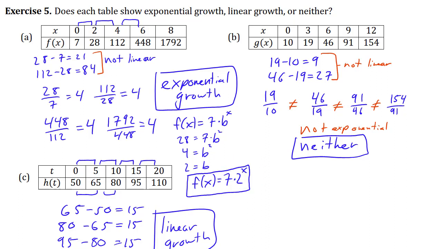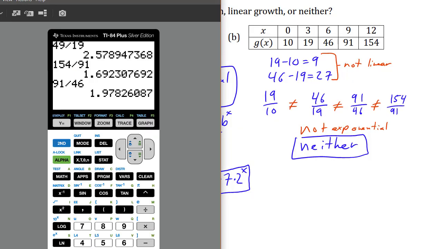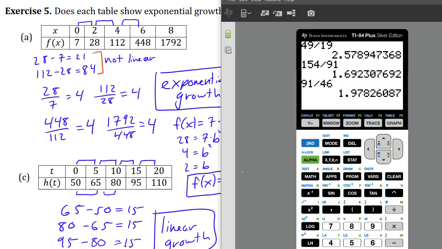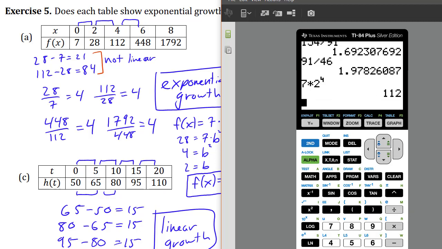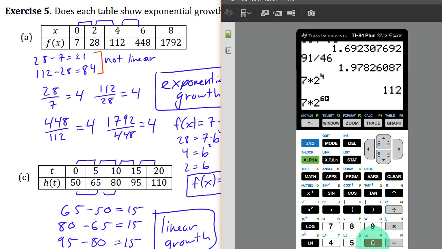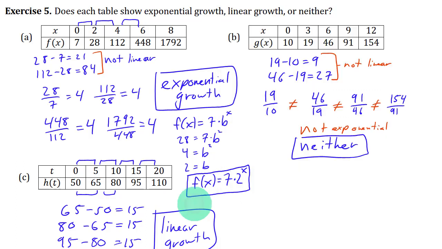That should work. If you want to check that, it's a good idea to plug in some other numbers, which you can do with a calculator. So if I want to plug in 4 into this function I just wrote here, that's going to be 7 times 2 to the power 4. Oh yeah, that gives you 112. If we do 7 times 2 to the power 6, does that give you 448? Yes, it does. So it looks like this is the right formula.